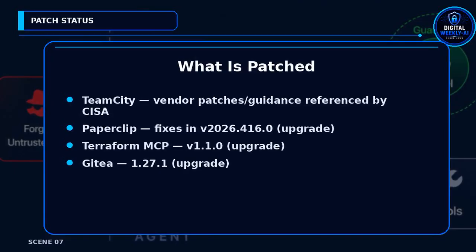Paperclip's fixes are in source tagged v2026.416.0. Upgrade to that tag or later. HashiCorp fixed MCP in version 1.1.0. Vercel, Google, and AWS published fixes or mitigations. ZBT-Link removed affected firmware from downloads while working on patches. Gaitia fixed the bug in version 1.27.1.